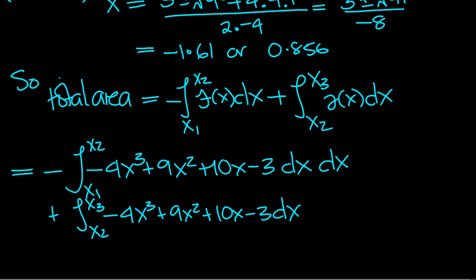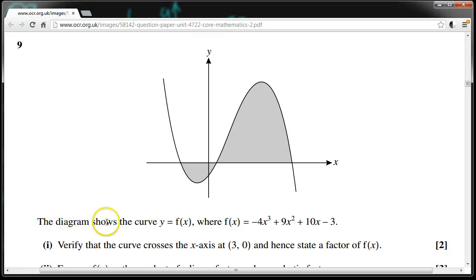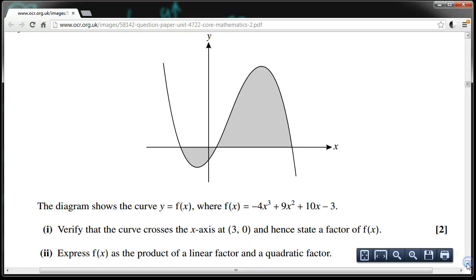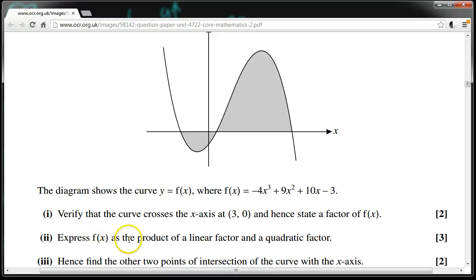So what do we get then? Let's work that out. It's equal to, okay, minus. The diagram shows the curve y equals f of x, where f of x is minus 4x cubed plus 9x squared plus 10x minus 3. Verify that the curve crosses the x-axis at 3, 0, and hence state a factor of f of x. Express f of x as the product of a linear factor and a quadratic factor. Hence find the other 2 points of intersection of the curve with the x-axis.